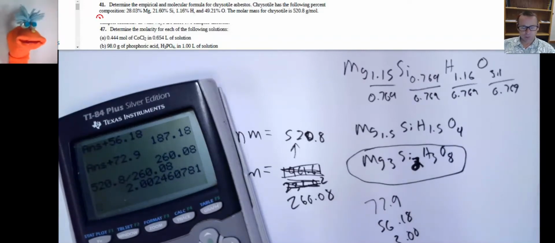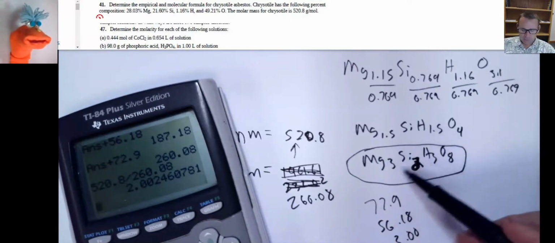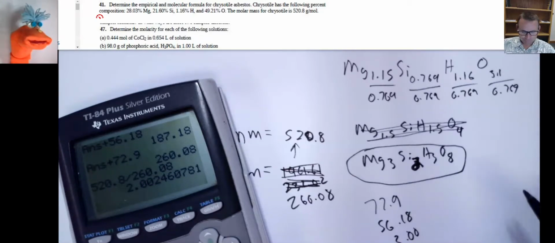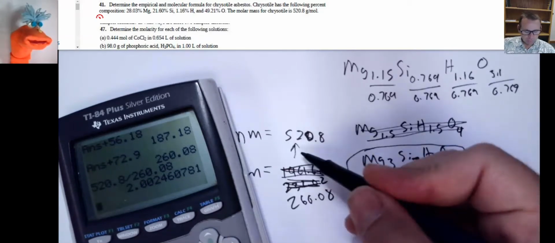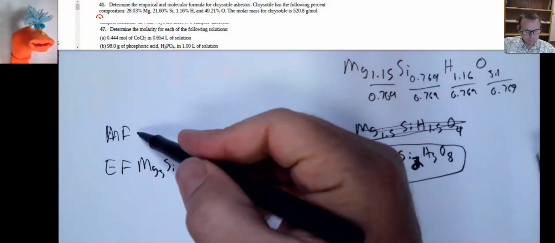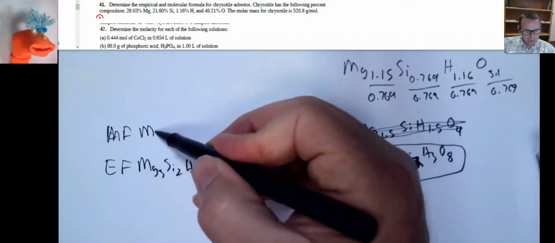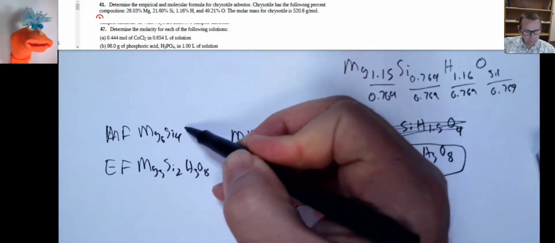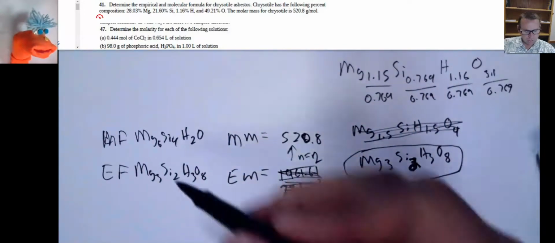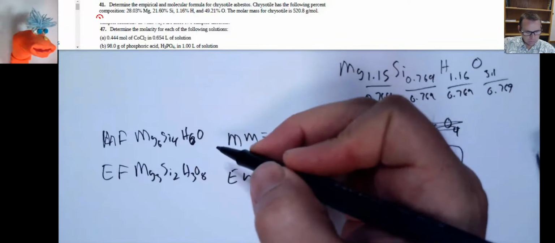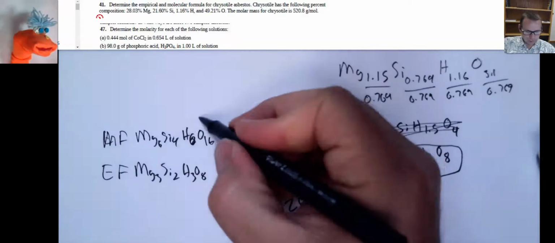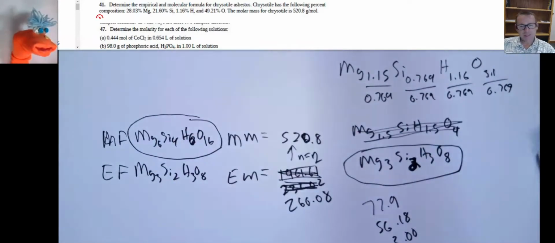You kept making mistakes. Yes, I did. It all comes from not writing down clearly and being confused by leaving this up there, right? So we found that n is 2. Our multiplier is 2. So our molecular formula is what? Mg6Si4H6O16. Okay. Crazy species there.